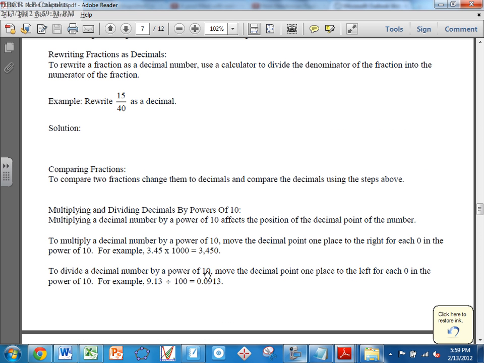Next, rewriting fractions as decimals. There are many ways to do this. I personally suggest to you right now, just use your calculator for the test. There's no waste. You should not waste your time doing this by hand.